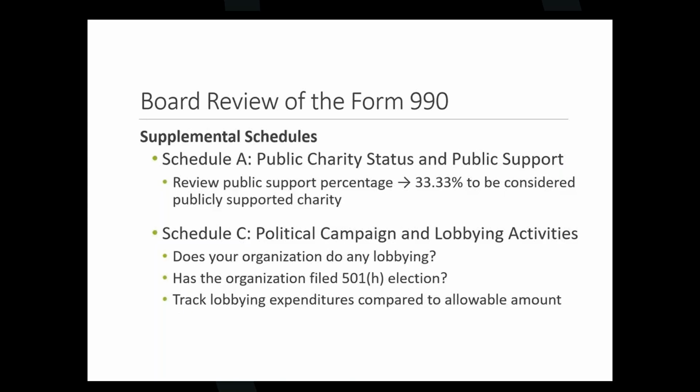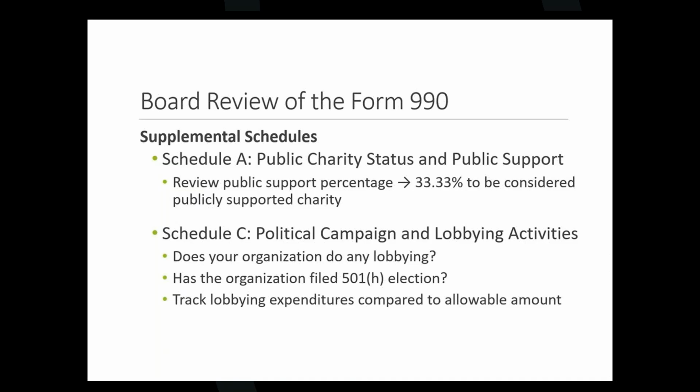And then some supplemental schedules to review would be Schedule A, so reviewing the public charity status and the public support percentage. The public support percentage must be 33.33% for the organization to be considered a public support charity. And if comparing this amount year over year, if this is going down year over year, then you want to consider the activities of your organization, check in with your CPA, and come up with a plan for making sure that you continue to meet that public support test.